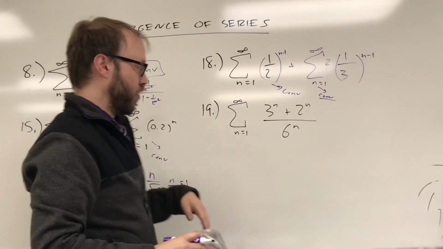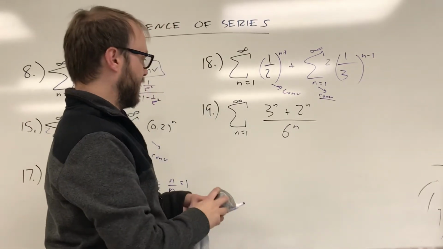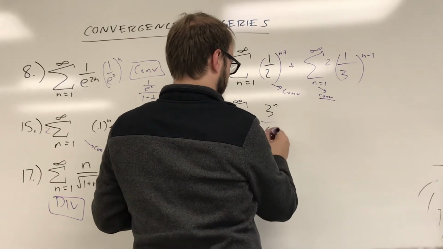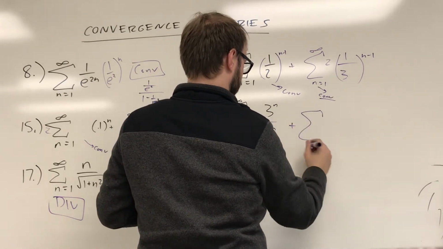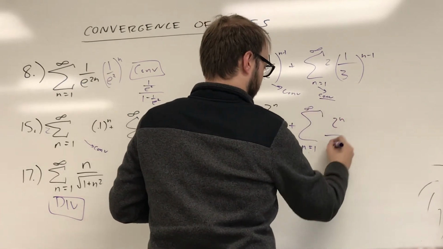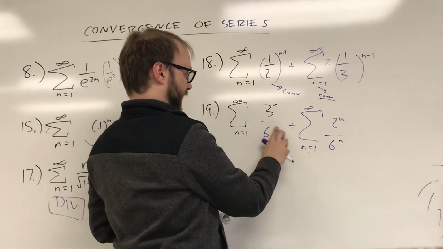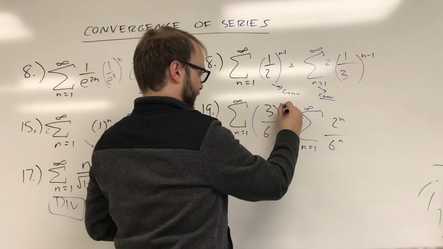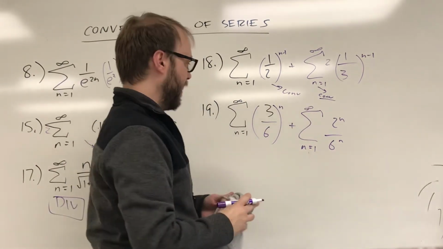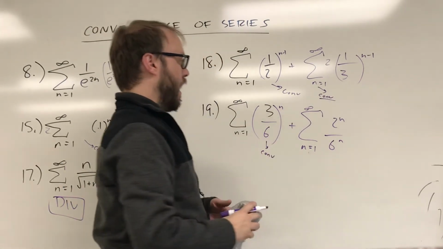The last one, going back to Algebra 1, we know if you have a sum or difference in the numerator of a fraction, you can break it up into 2 separate fractions. So I would write this as the sum of 3 to the n over 6 to the n plus the sum from 1 to infinity of 2 to the n over 6 to the n, okay? And notice, again, this is really the same thing as 3/6 to the n power, or 1/2 to the n power, constantly multiplying by 1/2. So that is going to be a convergent part of your series.